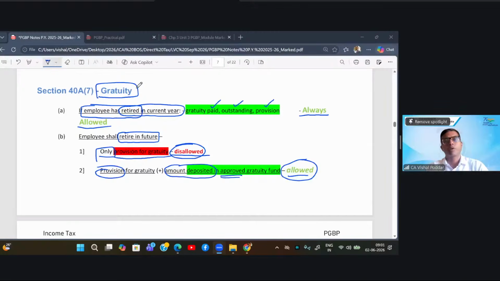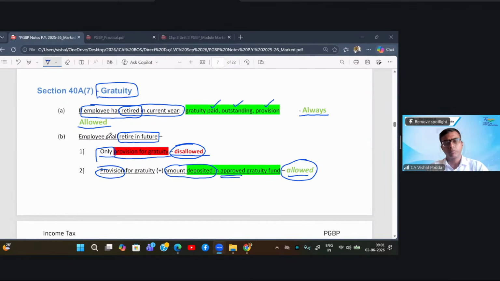So what is 40A subsection 7 saying? That for gratuity expense, there are two possibilities. One, employee has retired in the current year. In such cases, no challenge at all because it becomes a current year expense. Whether it is paid, outstanding, or only a provision is created, in all cases, we will always allow.